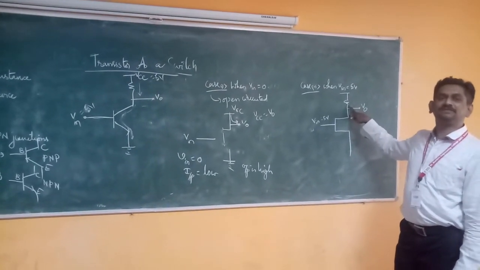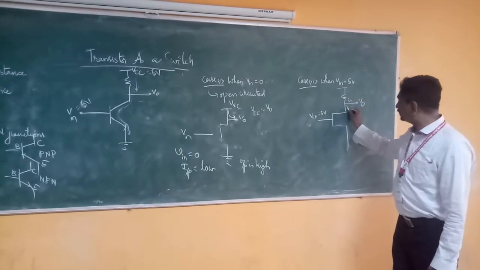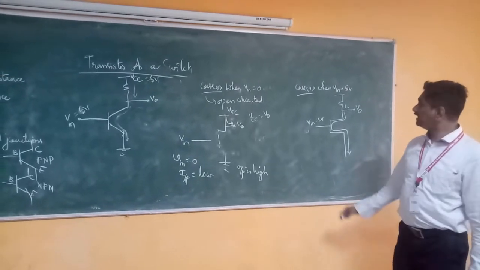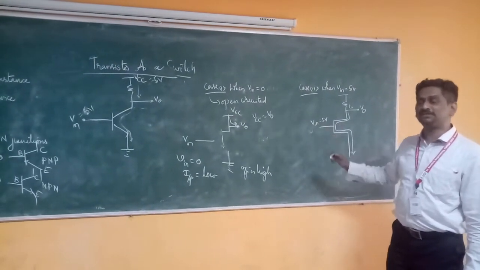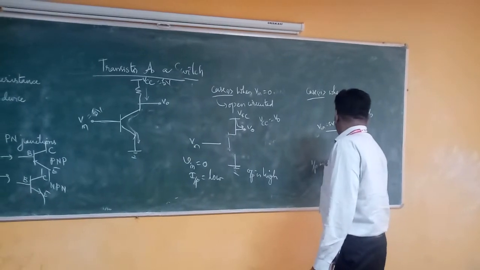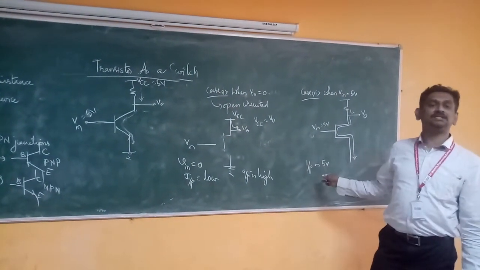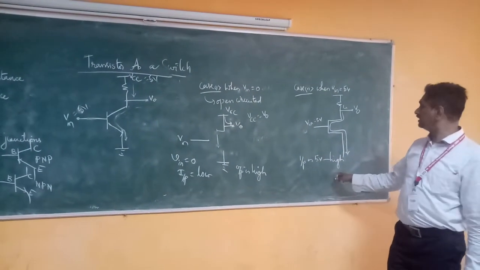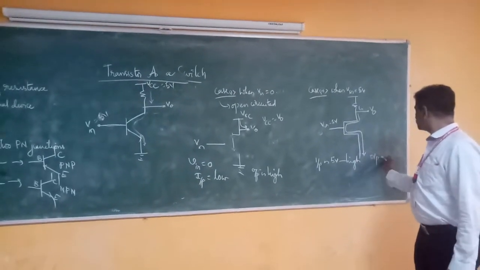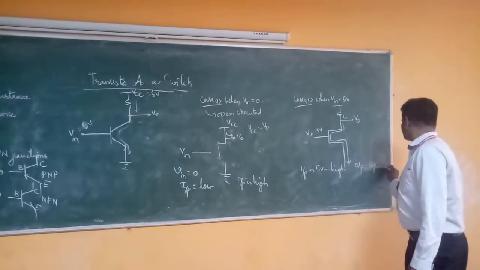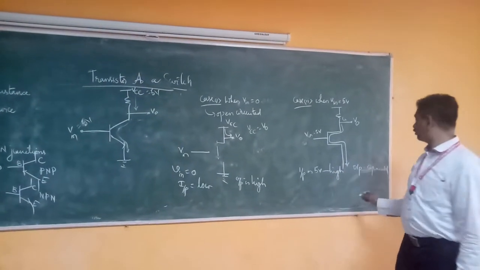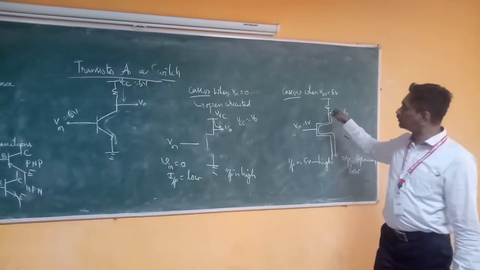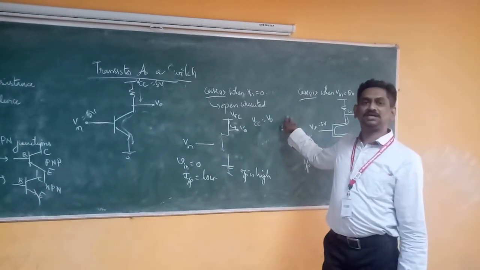Maybe some of the current, which is negligible, may go this way, but most of the current is grounded. And hence I can say when the input is 5 volts, in other words, digitally, when the input is high, the output is grounded. Here I can say output is low. Hence this transistor, an electronic component, is being used as a switch.